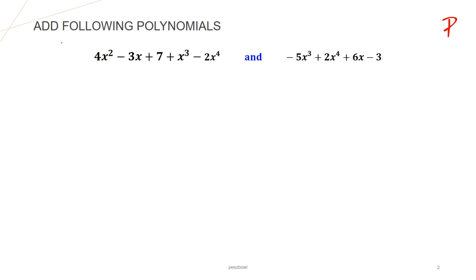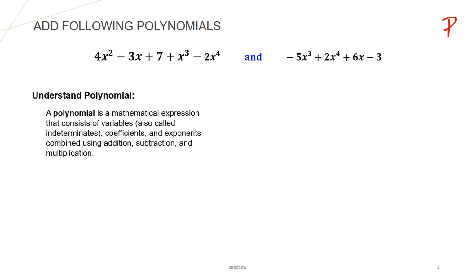Hi, let us add these two polynomials. But before that, let us understand what a polynomial is. A polynomial is a mathematical expression that consists of variables, which are also called indeterminates. A polynomial also consists of coefficients and exponents, and all these variables, coefficients and exponents are combined using addition, subtraction and multiplication.